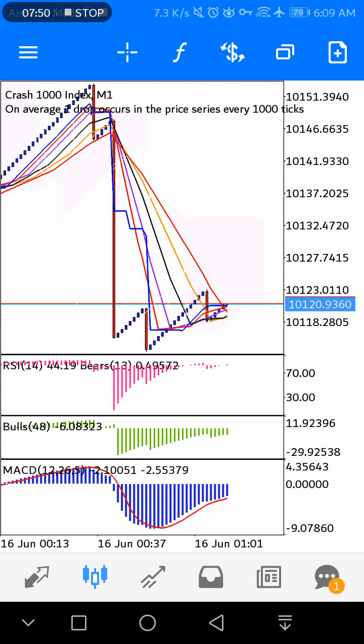This chart is not loading because I'm using a VPN from a different country.